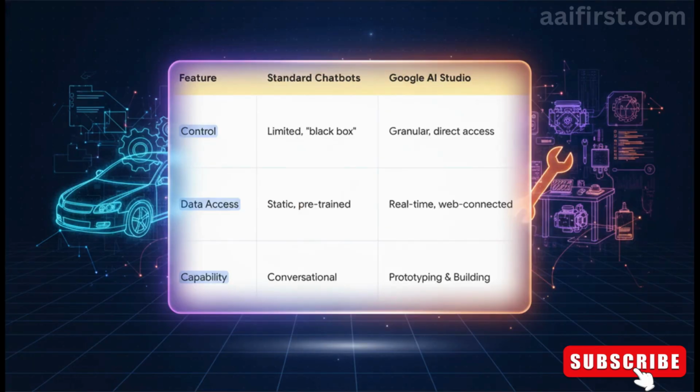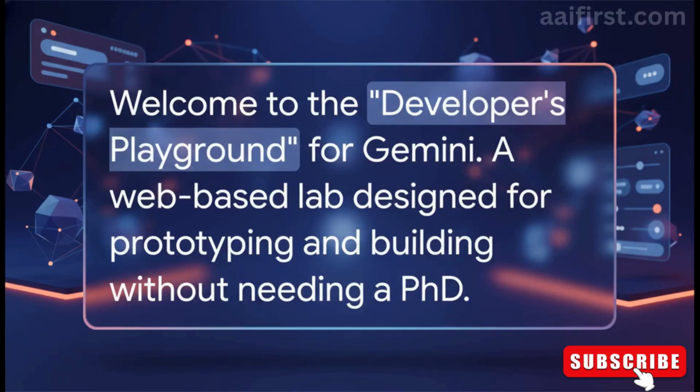Okay, so this lays it out perfectly. Think about it like this. A normal chatbot is like a pre-built car. Sure, it'll get you where you need to go, but you can't really tinker with it. AI Studio, on the other hand, is the entire workshop. You get to pop the hood, tune the engine, mess with the parts, and connect it to real-time data. You're not just a passenger anymore. You're the mechanic, the engineer, the builder. And that's why people call it the developer's playground for Gemini.